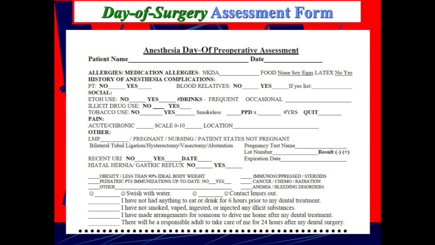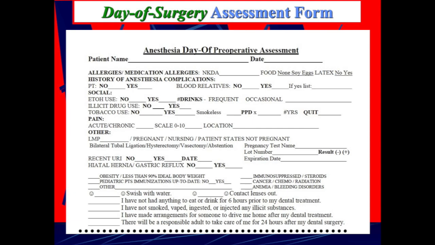Then there's 4 more lines below this, and this is where the patient or the guardian initials these 4 lines. The first one is you telling me that you haven't had anything to eat or drink for 6, and it could be up to 8 hours prior to your dental treatment. That you haven't smoked, vaped, or ingested any illicit substances prior to their visit.